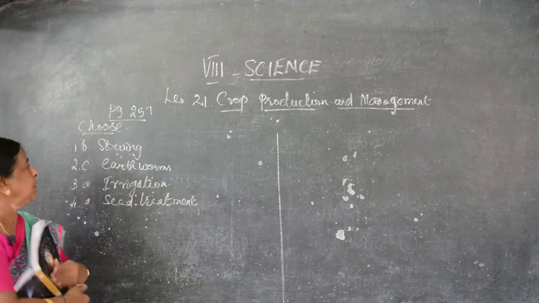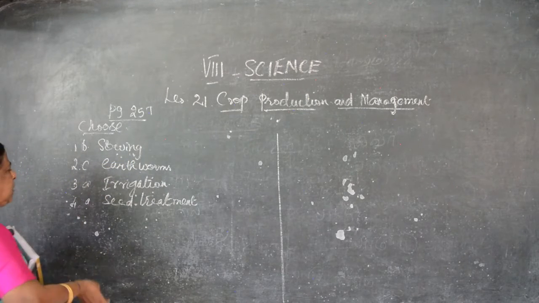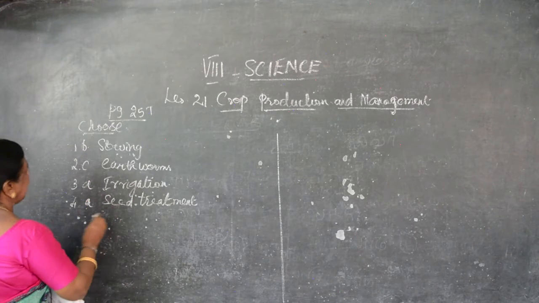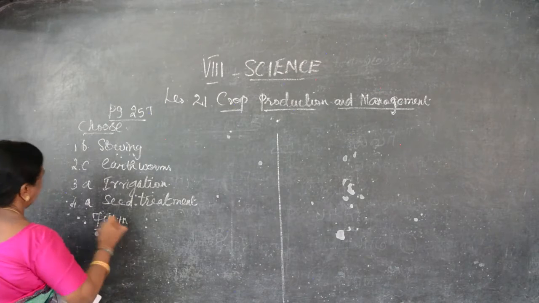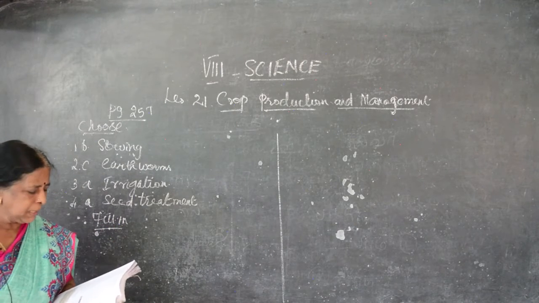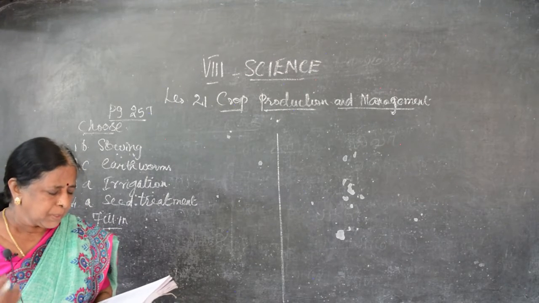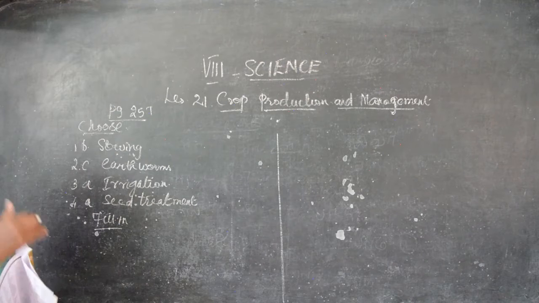So, choose the correct answer. First one is B, sowing. C, earthworm. A, irrigation. And the next one also A, seed treatment. Now, next we have to say fill in the blanks. That is the process of actively growing seedling from one place and planting into the main field for further growth is called transplanting.